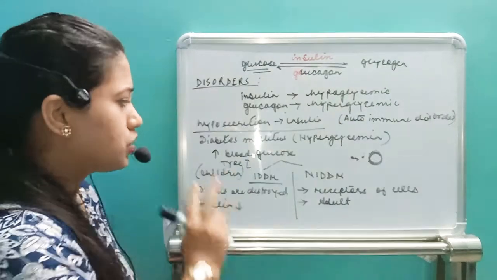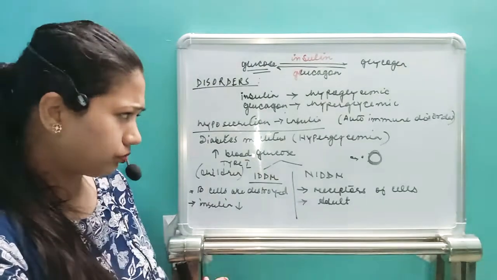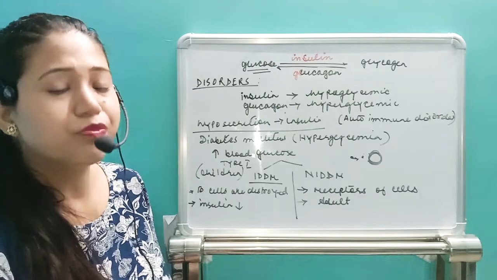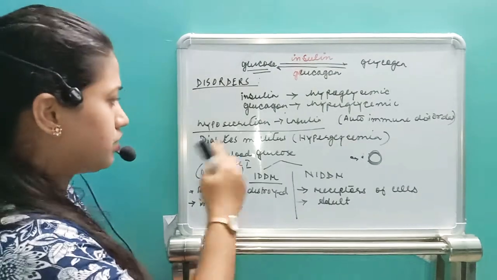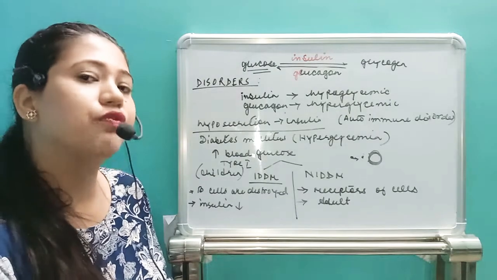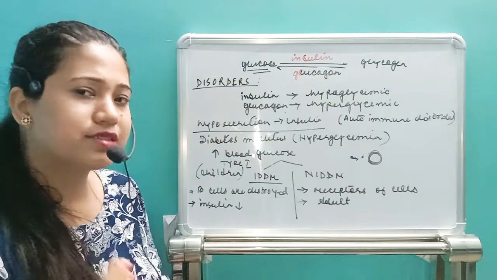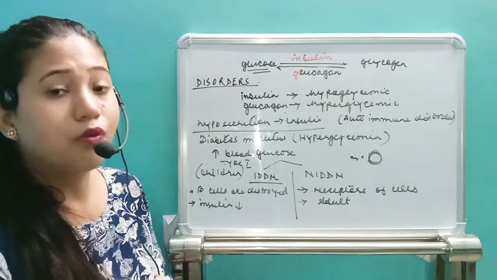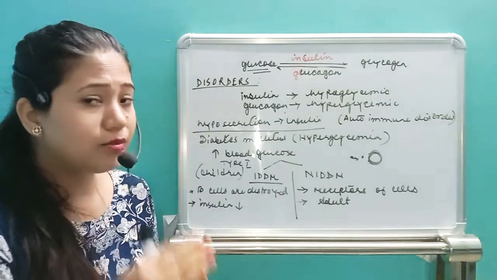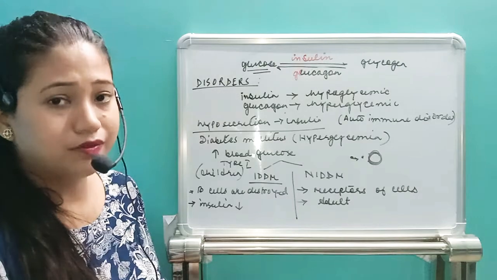So this condition, diabetes mellitus, is also called the hyperglycemic condition or hyperglycemia. This disease is caused due to the hyposecretion of insulin. If it happens that we have hypersecretion, or excess of insulin, then what will happen? We will suffer from another condition called hypoglycemia, where blood glucose will be excessively decreased in our body, in our blood system.